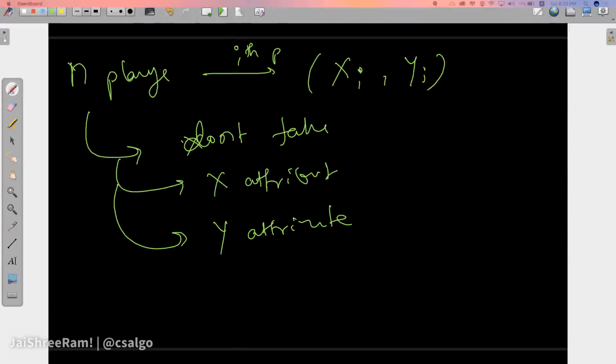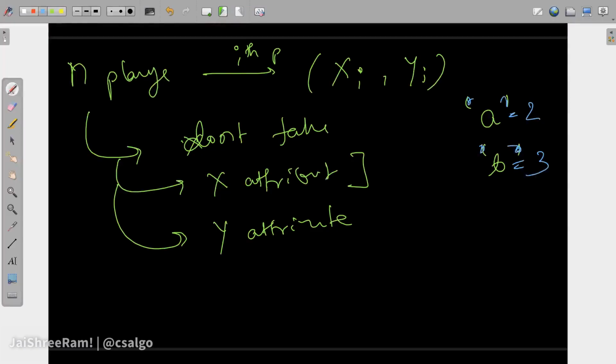Now you are given an input a as well, some constant a, and you're also given an input b. These are numbers, not characters. Let's say a equal to 2 and b equal to 3. This means that out of n players you will have to take exactly a players for their x attribute, and exactly b players for their y attribute.